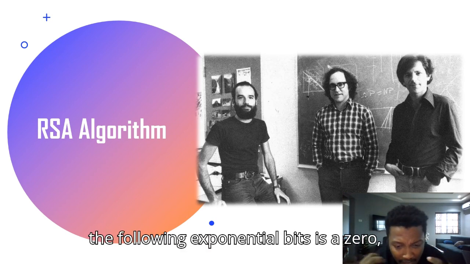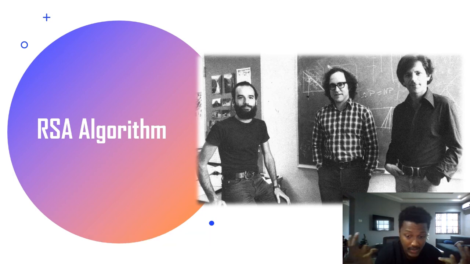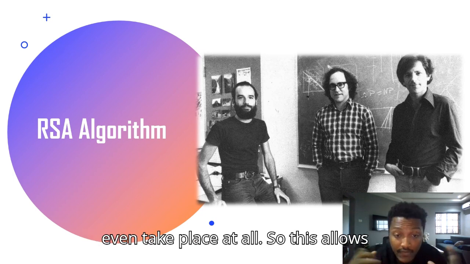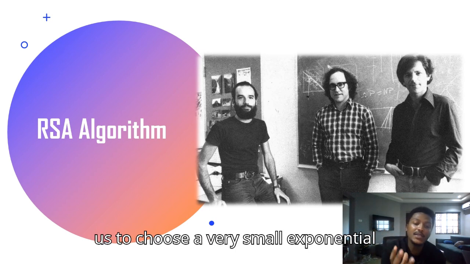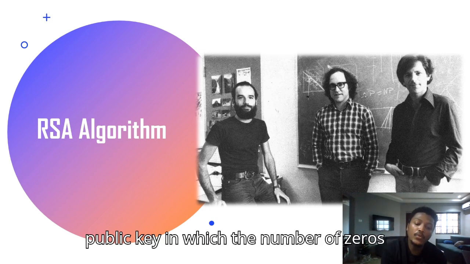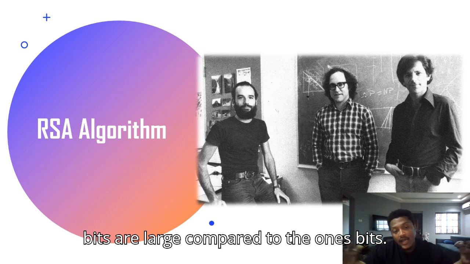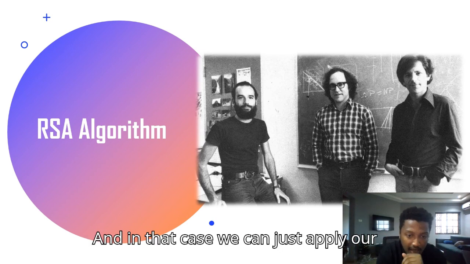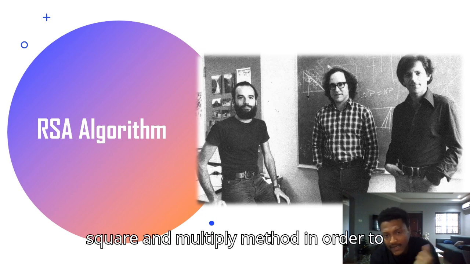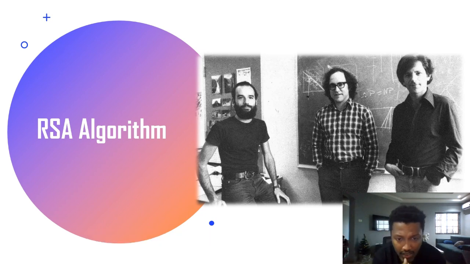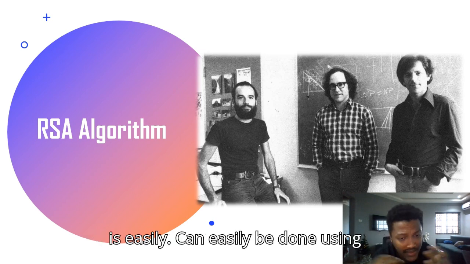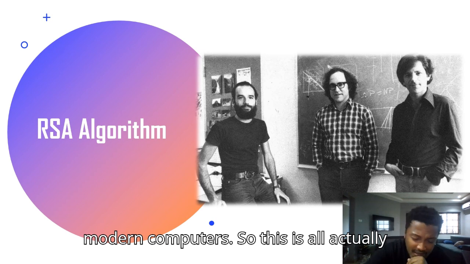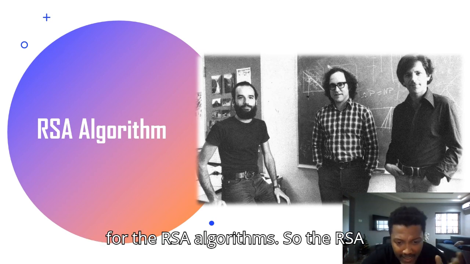If the current exponent bit is a 0, the multiplication will not even take place at all. This allows us to choose a very small public exponent in which the number of zero bits is large compared to the number of one bits. In that case, we can just apply our square-and-multiply method to do our computation, and this is easily done using modern computers. So this is all for the RSA algorithm.